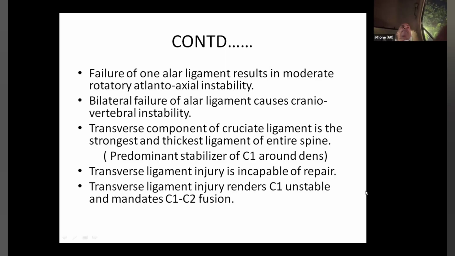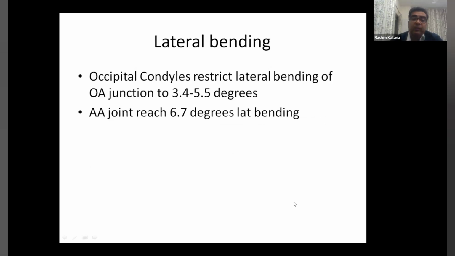Transverse component of the cruciate ligament is very strong and the thickest part of the entire spine. So it is the predominant stabilizer of the C1 around the dens. Transverse ligament injury, or any ligament injury per se, is incapable of repair by itself. Transverse ligament injury renders C1 unstable and mandates C1 C2 fusion.